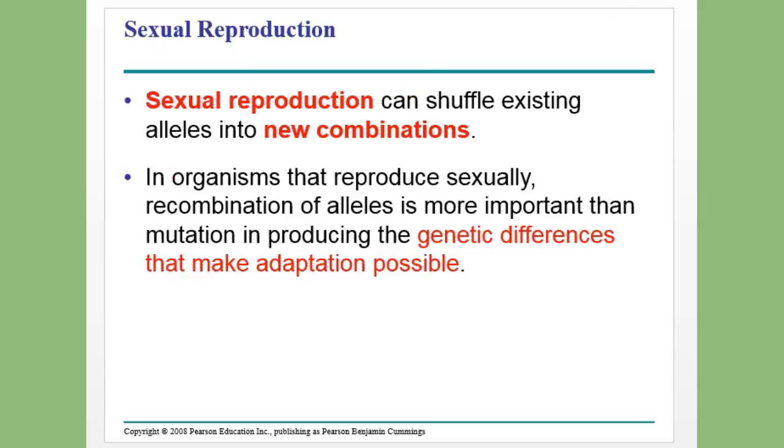Sexual reproduction can shuffle existing alleles into new combinations. In organisms that reproduce sexually, recombination of alleles is more important than mutation in producing the genetic differences that make adaptation possible. So recombination of alleles is a more important form of creating genetic variation and genetic difference than those mutations. Relying solely on mutation for genetic difference for adaptation is not as reliable nor sufficient.